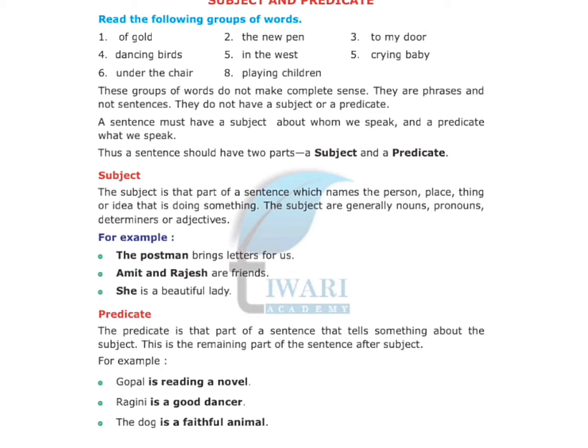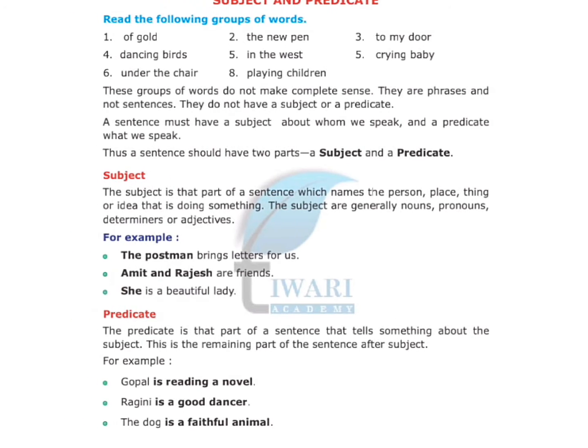So a sentence must have a subject, about whom we speak, and a predicate, what we speak. So a sentence should have two parts: a subject and a predicate. The subject is that part of a sentence which names the person, place, thing or idea that is doing something. The subject is generally a noun, pronoun, determiner or adjective.